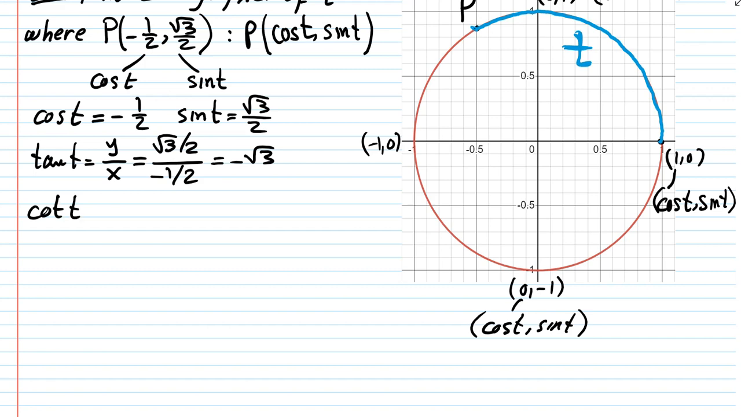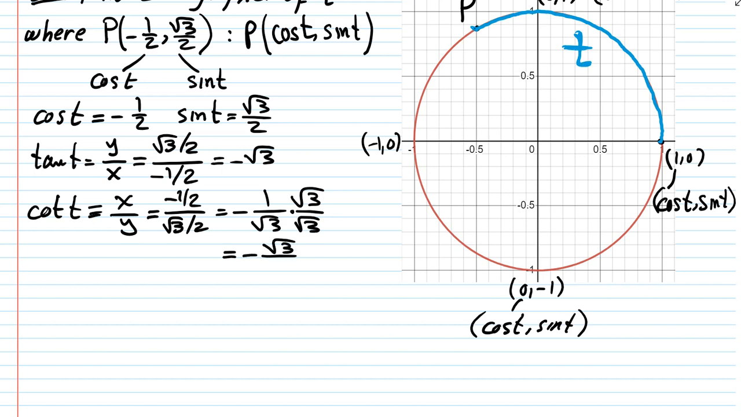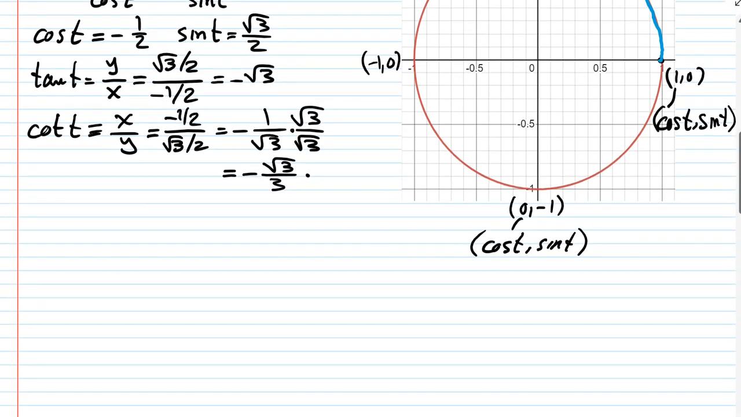What about cotangent? Cotangent is a ratio of x to y, the x component to y component, so that's negative a half divided by root 3 over 2, which is negative 1 over root 3. And we can rationalize this. Usually they rationalize the denominator, so we get negative root 3 over 3 after it's rationalized. Okay, and what about secant? Well, secant of t, that was the ratio 1 over x, right? Which is 1 over negative 1/2 or negative 2.